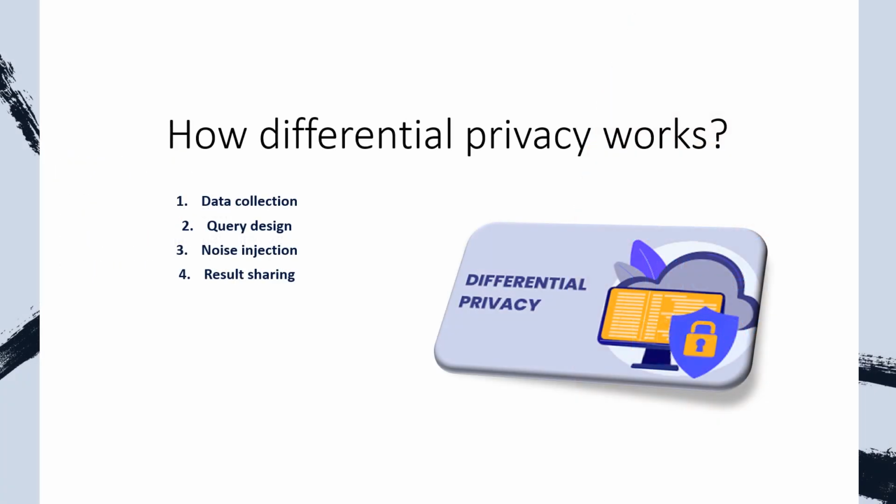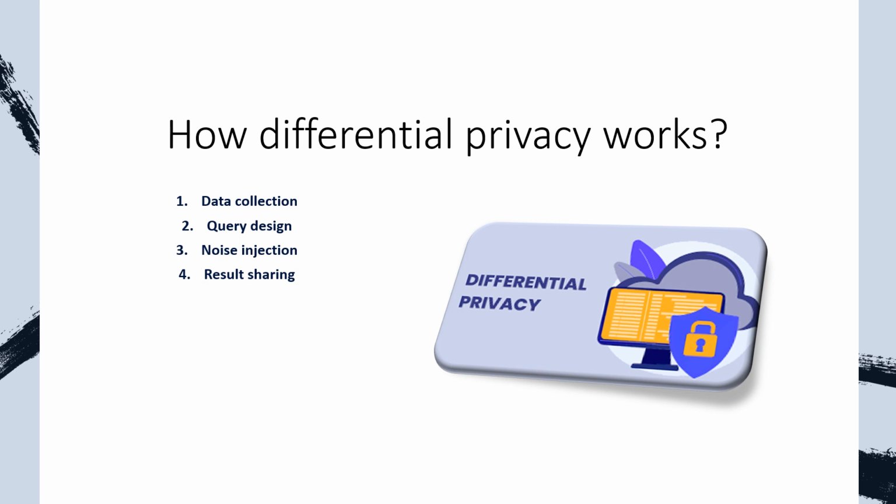Now, let's dive into how differential privacy works to protect sensitive information, while still allowing for valuable insights to be gleaned from the data. Differential privacy is a mathematical framework that introduces controlled noise into a dataset before sharing it. This noise helps mask the presence or absence of any individual's data, making it difficult for an attacker to identify specific people within the dataset.